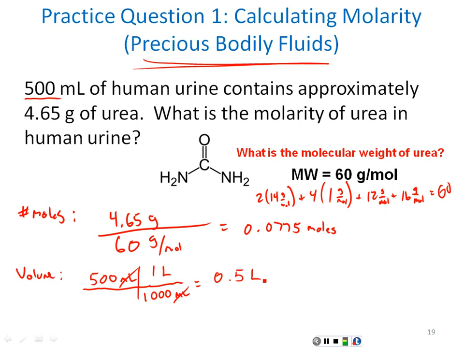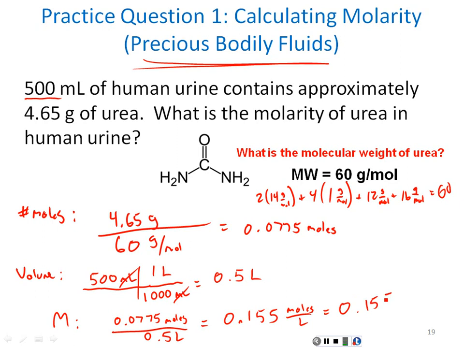Now to find molarity, that's simply the moles divided by the liters, so 0.0775 moles divided by 0.5 liters. And that gives us 0.155 moles per liter. Or you can also write that in terms of 0.155 molar.